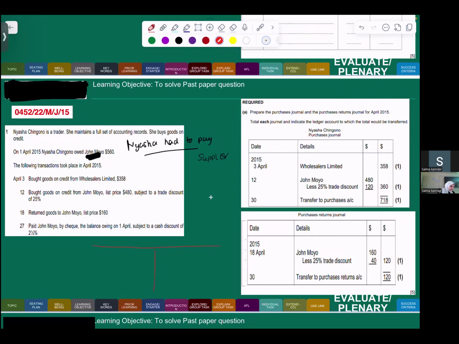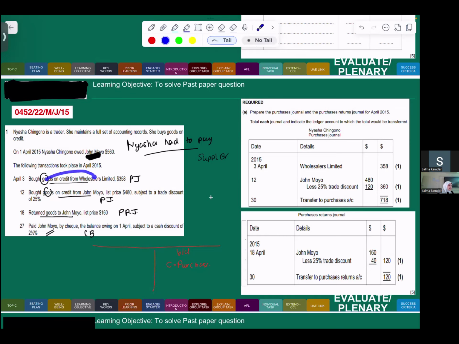So I'm going to classify where I'm going to record. Bought goods on credit from wholesale. Bought goods on credit from John Mayo, purchase journal. Return goods to John Mayo, purchase return journal. And paid to John Mayo. So that means this would go in the cash book.